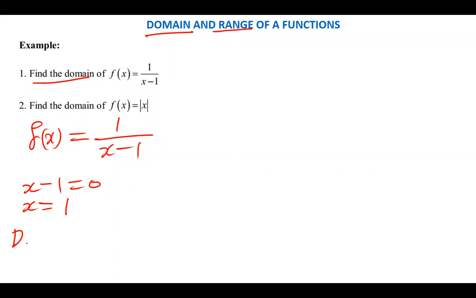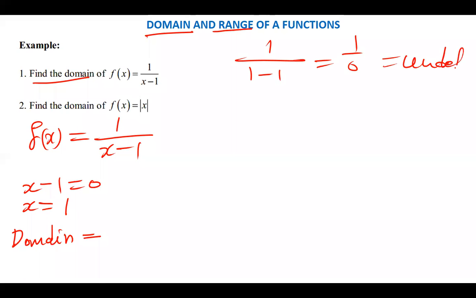So the domain will be equal to, we know that if we replace x with this number that we have found, if we put 1 here, we are going to have 1 over 1 minus 1. This will be 1 over 0. This one is undefined. So this is the situation we're trying to avoid. We don't want any number that is going to make this expression undefined.